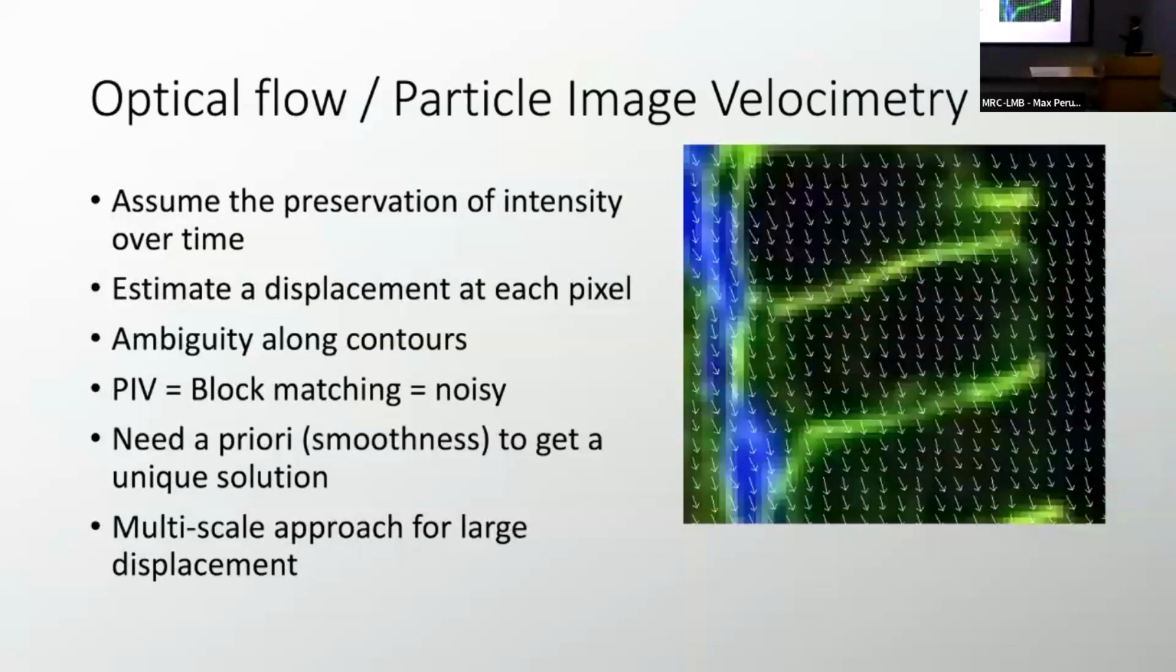We don't know if they are going... everything along a line like this is ambiguous. We don't know if it goes like this or like that. It gives the same result. So you need an a priori for smoothness to try to resolve these ambiguities. Often we also use a multi-scale approach for solving this kind of problem, trying to have a globally smooth solution at a low resolution and then propagate it to higher resolutions.